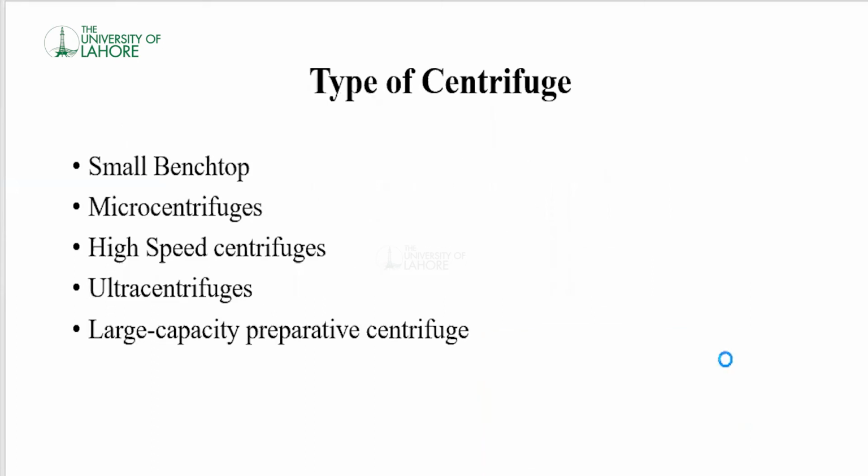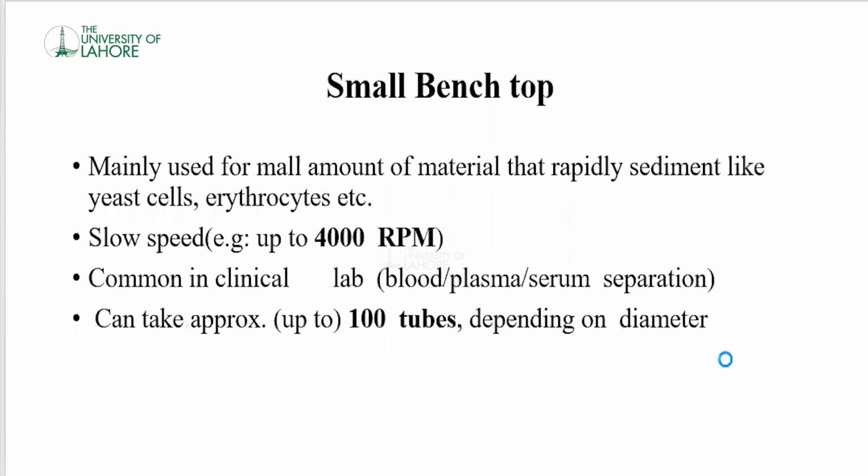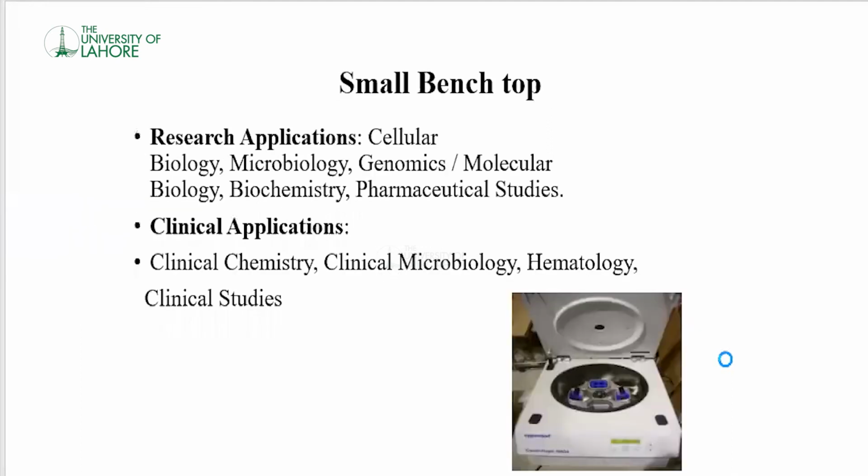Types of centrifuges are small bench top, microcentrifuge, high speed, ultracentrifuge, and large capacity preparative centrifuge. So first of all, we discuss the small bench top. Its name shows that it is used for a small amount of material that can rapidly or easily sediment, like yeast cells and erythrocytes. Its speed is slow, about 4,000 RPM, common in clinical laboratories for blood, plasma, and serum separation, and it can take approximately 100 tubes depending on diameter.